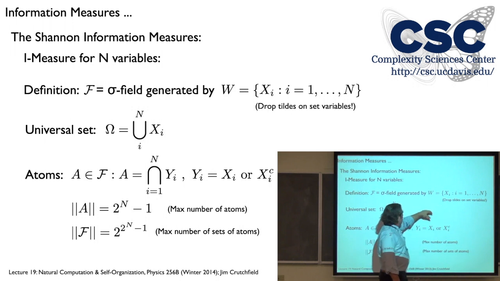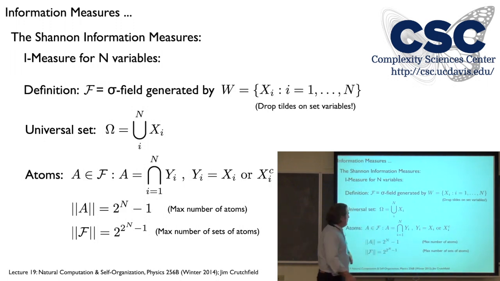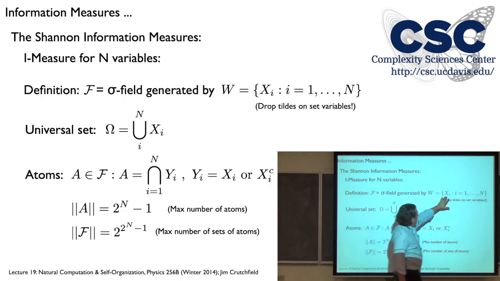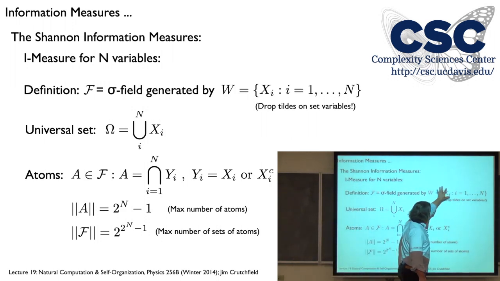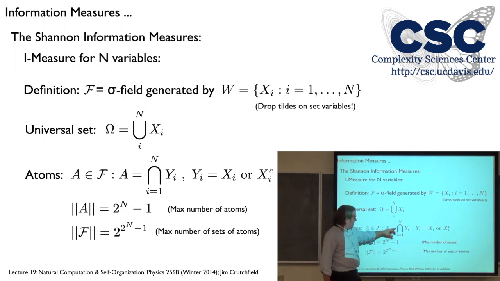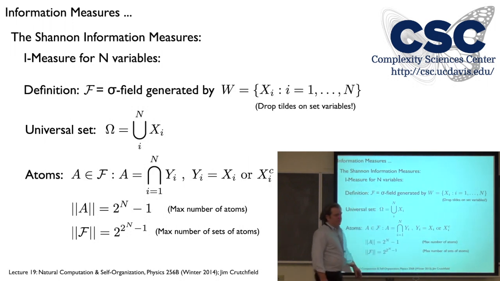So I want to let W be some collection of these event sets, n of them. For n random variables, we have the universal set, just like we had before, but we were only talking about 2 variables there. And then we have what is called the sigma field, generated by this set of random variables, and you form that by all possible intersections of the random variable event sets or their complements. These individual things are the atoms. There's an exponential number of these atoms as n grows, so it gets quite large.